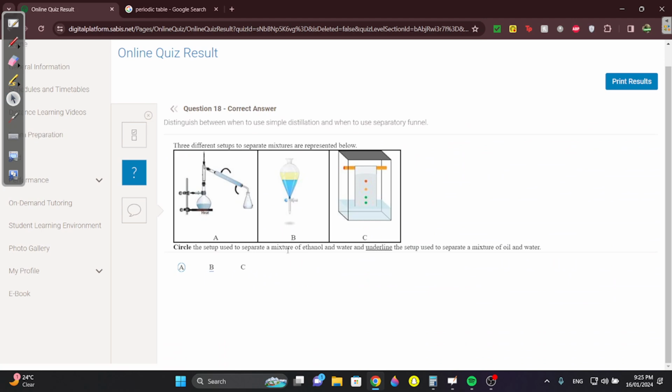Which one, circle the one for ethanol. The one to separate ethanol is this one. In the exam, I remember they put two distillations. The one that had fire under it was wrong, because you can't heat ethanol with a flame. Another one, for oil and water, is definitely filtration.